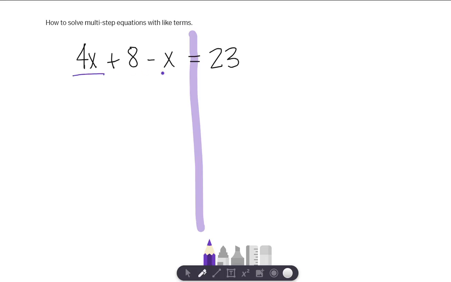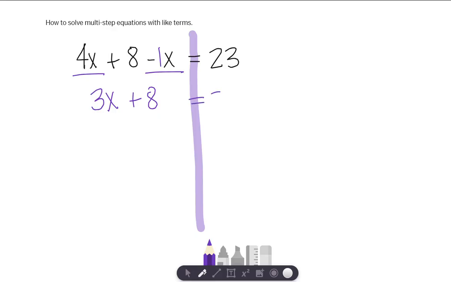So on the left side, I do see like terms. I see a 4x and a minus x. Remember, when you have x by itself, you could think of it as having a coefficient of 1 in the front. Okay, so it's like we have 4x minus 1x. If I have 4 of something and I take away 1 of something, well, now I have 3 of that, so 3x. Bring everything else down.